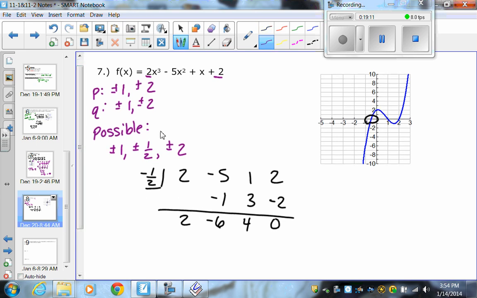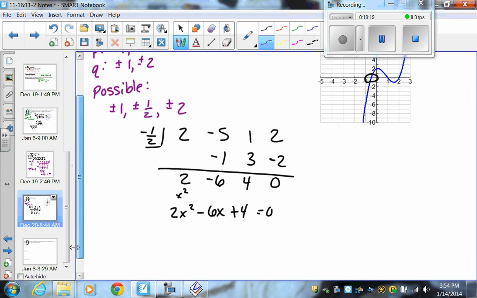So since I started with x to the third, this is now x squared. So really that's just 2x squared minus 6x plus 4. And I can factor that. First thing I notice is they're all divisible by 2.